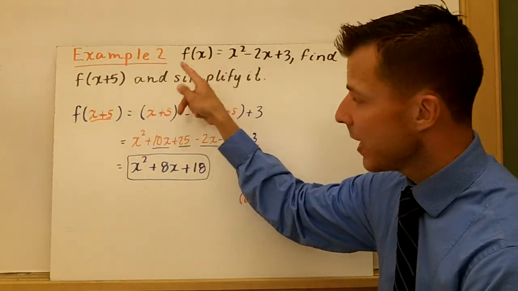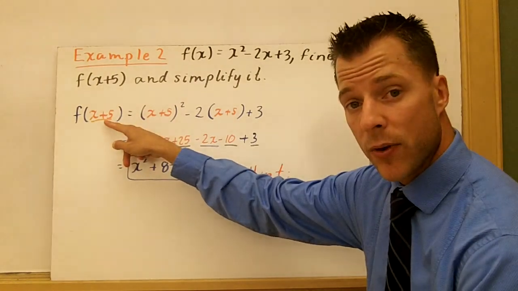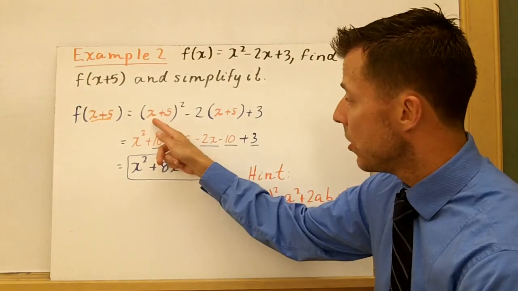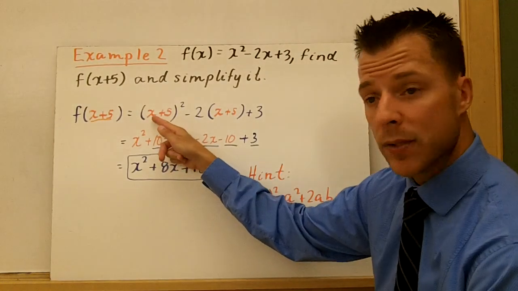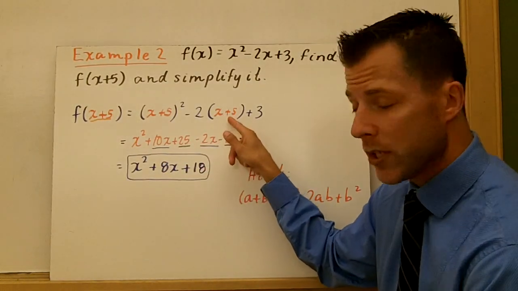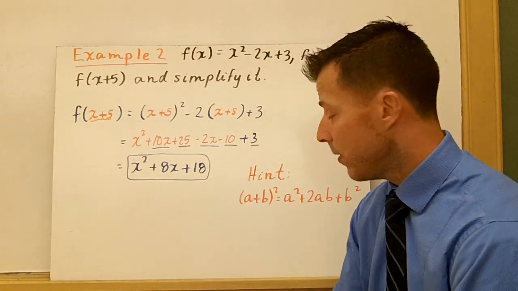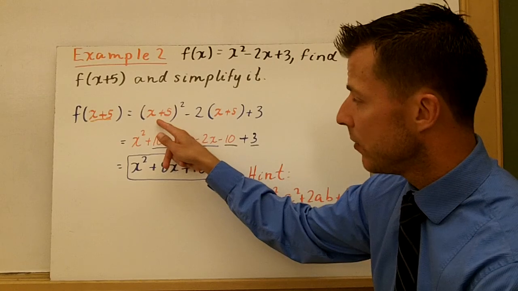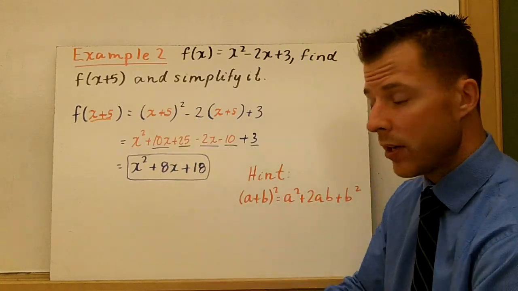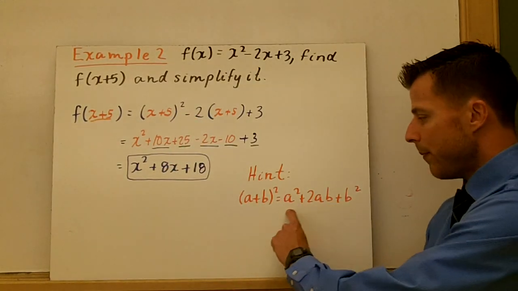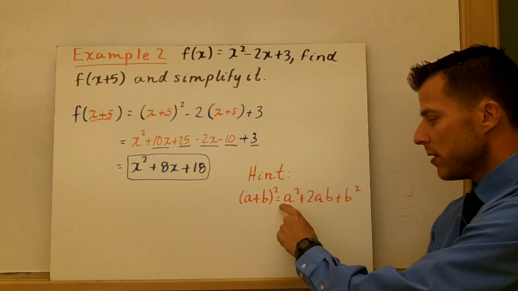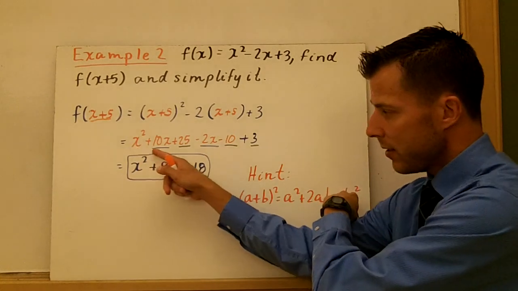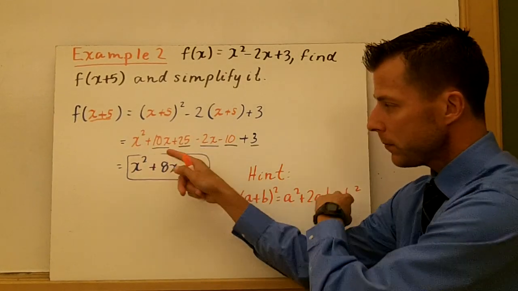So you notice here it's not f of x now. I'm replacing x with x plus 5. So in the equation, wherever I see an x, x plus 5 goes. So notice here, x is replaced by x plus 5, x is replaced by x plus 5. And now I have to simplify. Big hint here, when you have x plus 5 squared, you can think of this pattern: a plus b squared is equal to a squared plus 2ab plus b squared. That's how I got this in red here.